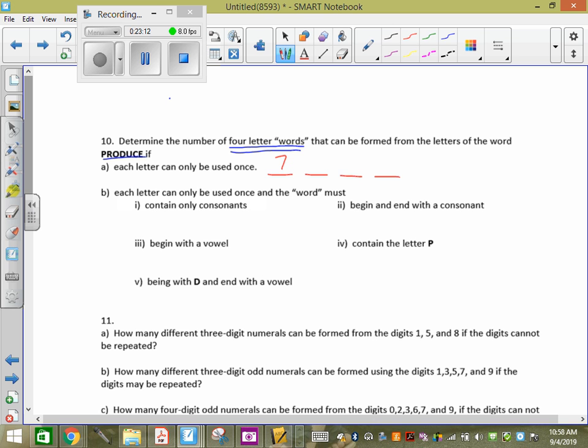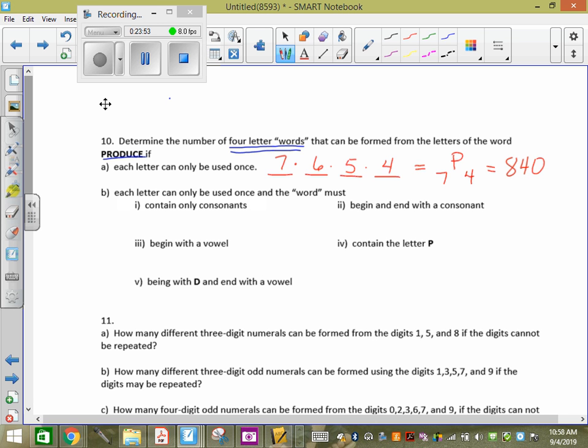7. So we can do 7, and then we go 6, 5, 4, right? Can I write that as 7 factorial? It's not 7 factorial because it doesn't go down to 1. It has to go down to 1. So it'd have to be 7 times 6 times 5 times 4 times 3 times 2 times 1. I can't use 7 factorial. I could, though, because it's going down by 1, do 7 P, how many? 1, 2, 3, 4. And what do we get for that? 840.